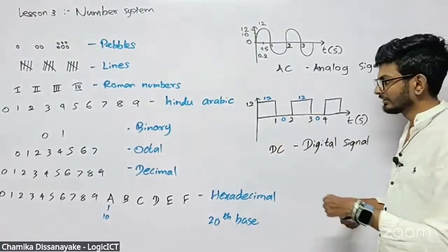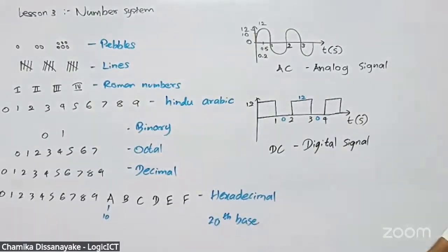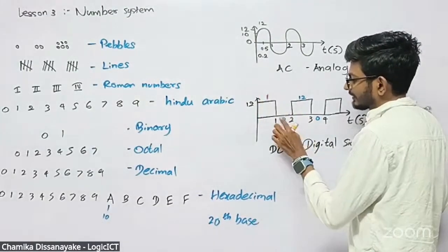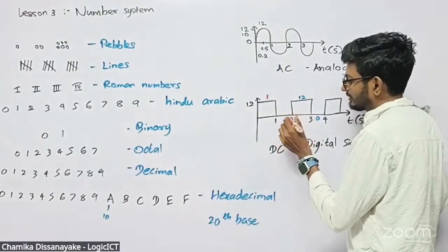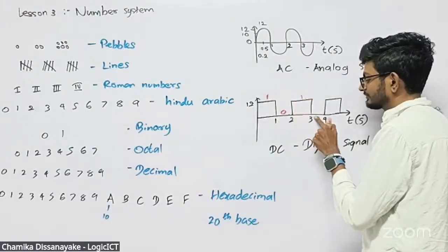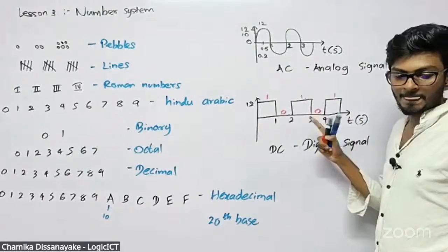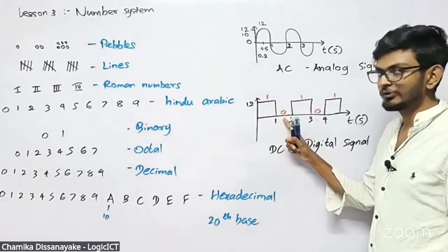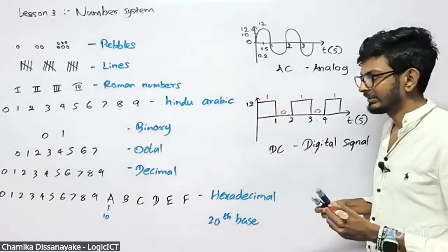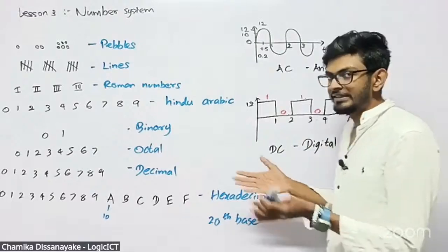Likewise, guys, when we give 12 volts, we can see it is 1. When we give 0 voltage, we can see 0. Here it is 1, here it is 0. It is ones and zeros. That's why we can tell our computer can only understand ones and zeros, because of the electricity.